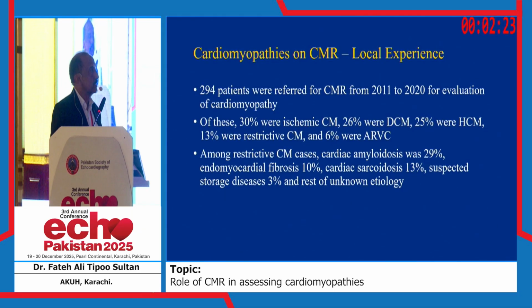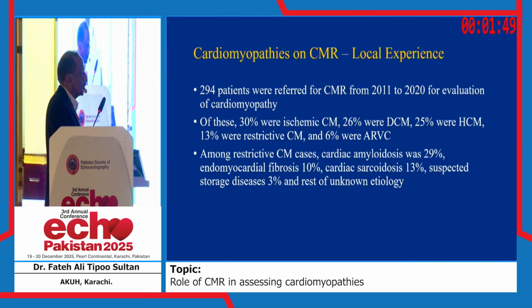This is the local experience, and from our center, 294 patients were referred for CMR from 2011 to 2020 for evaluation of cardiomyopathy. Of these, 30% were ischemic cardiomyopathy, 26% were dilated cardiomyopathy, 25% were hypertrophic cardiomyopathy, 13% were restrictive cardiomyopathy, and 6% were ARVC. Among restrictive cardiomyopathy cases, cardiac amyloid was 29%, endomyocardial fibrosis 10%, cardiac sarcoidosis 13%, and suspected glycogen storage disease 3%, and the rest of unknown etiology.